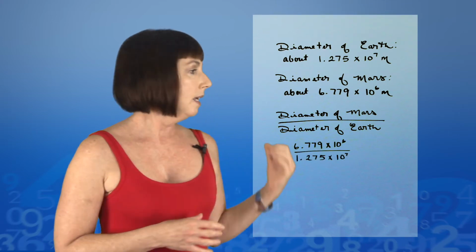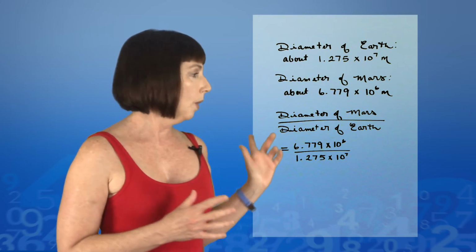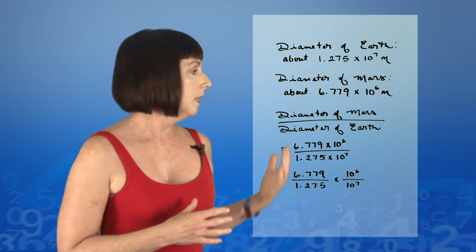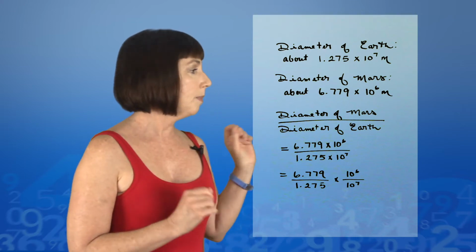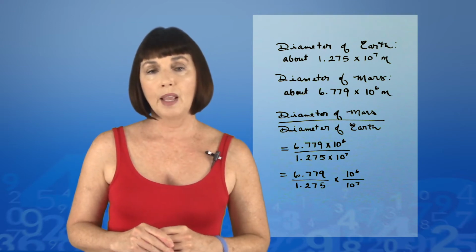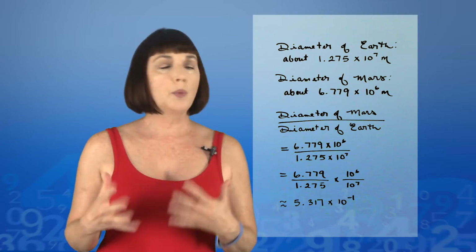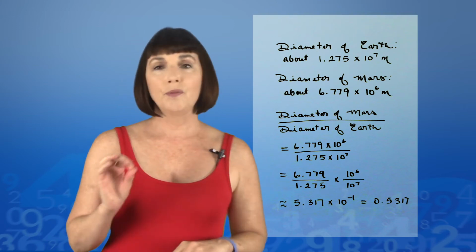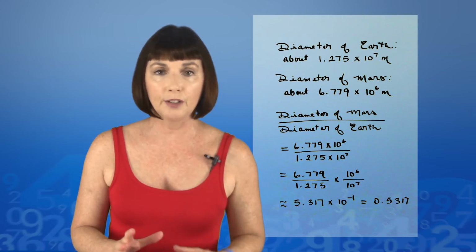Okay, so we'll plug in our values there, and on the top we get 6.779 times 10 to the power of 6, and on the bottom we get 1.275 times 10 to the power of 7. That's equal to 6.779 over 1.275 times 10 to the power of 6 over 10 to the power of 7. And when we do that division, our answer is about 5.317 times 10 to the power of -1, or 0.5317. So we were able to do this without having to convert to standard notation.